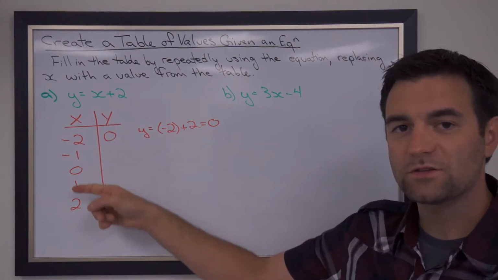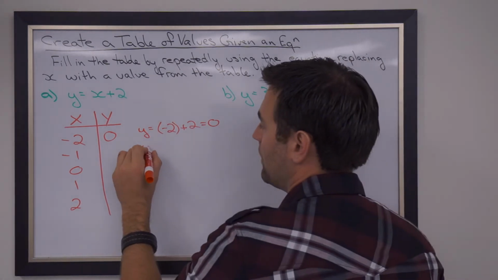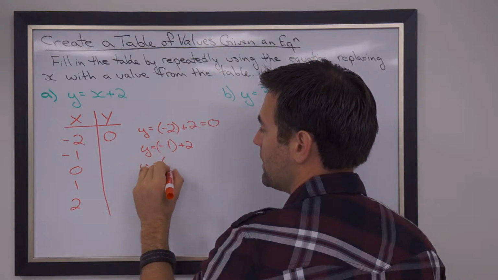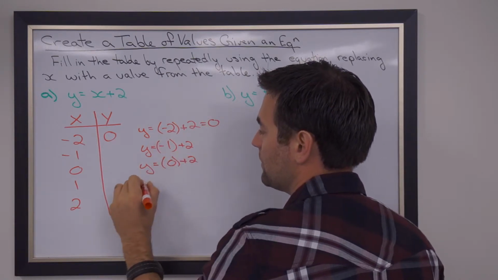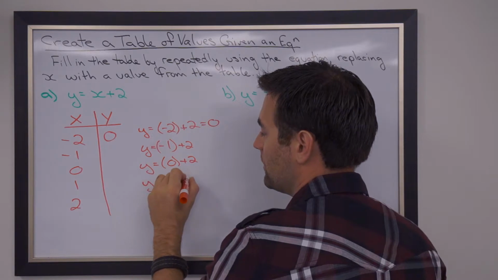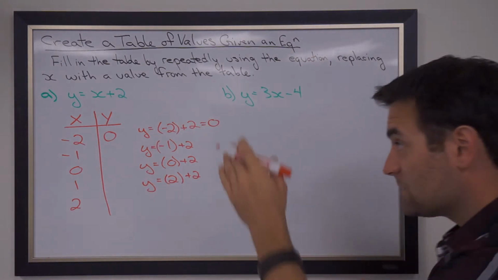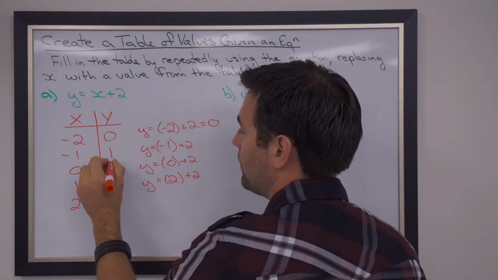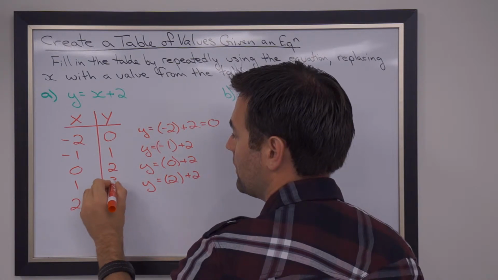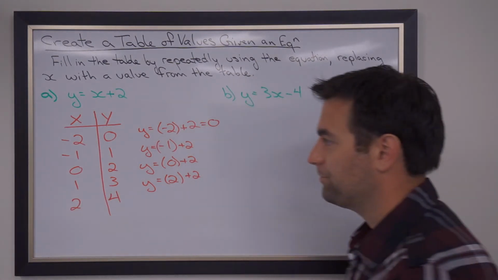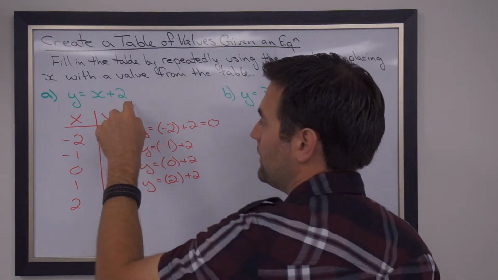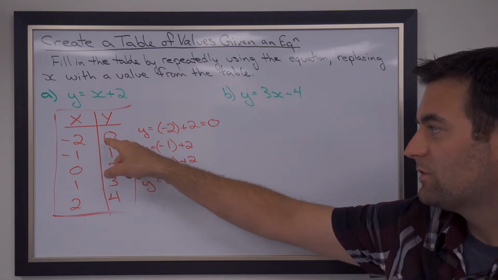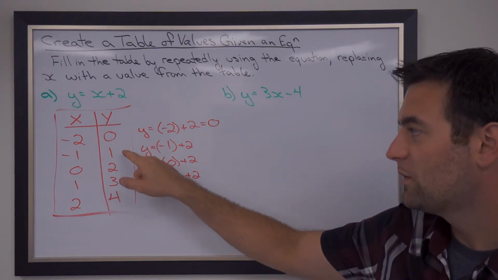And then I'm going to repeat this process for each of the numbers in the table. y equals -1 plus 2, y equals 0 plus 2, y equals 2 plus 2. And I'll calculate each of the corresponding values for the y's. So here I would have 1, 2, 3, and 4. And this here is the table that I'm concerned with. So for x is -2, y is 0. When x is -1, y is 1.